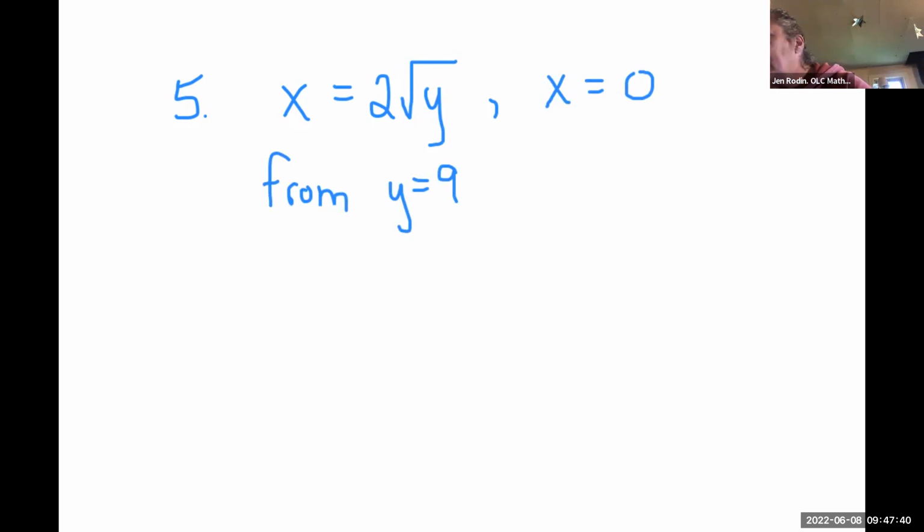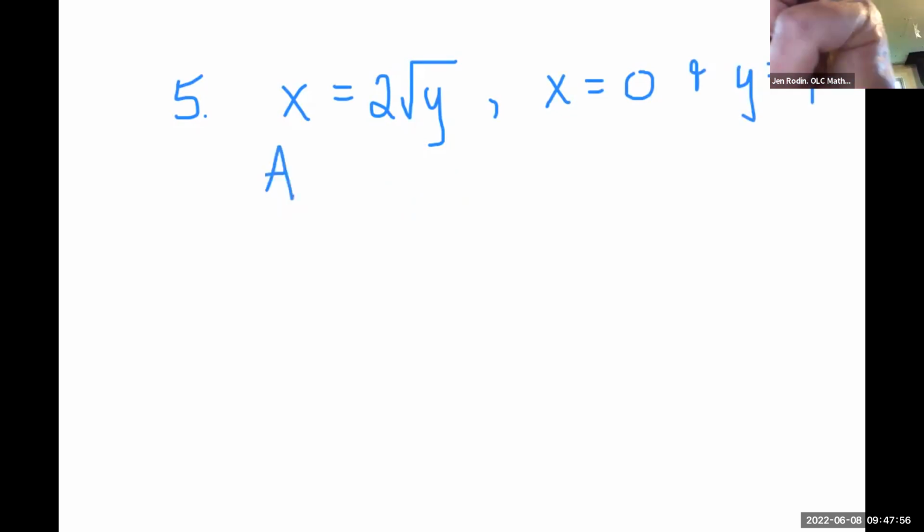For number 5, x equals 0 and y equals 9. I'm trying to copy it just how they have it. No, I was writing it from my notes. So it already gave part of the answer there. So there's all we know about the y-axis.